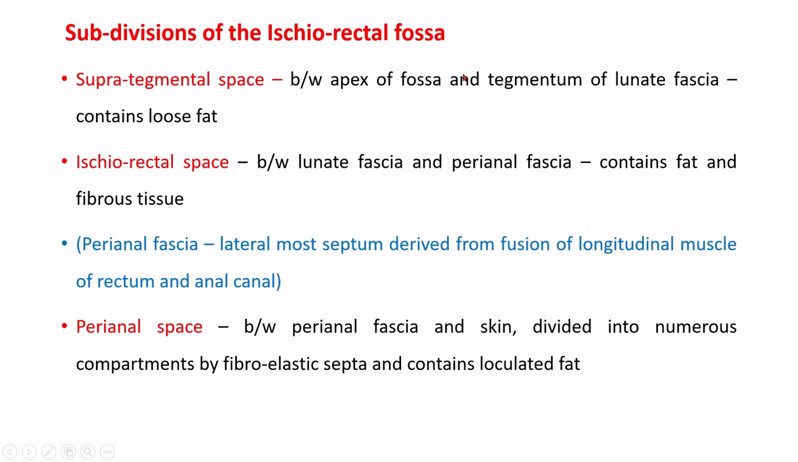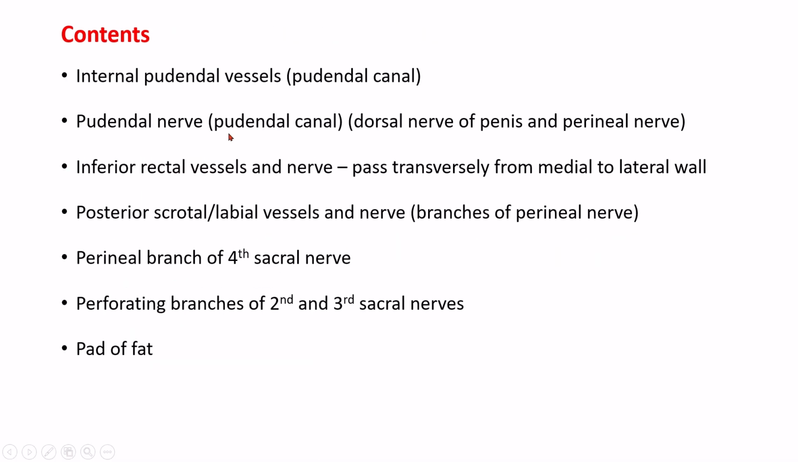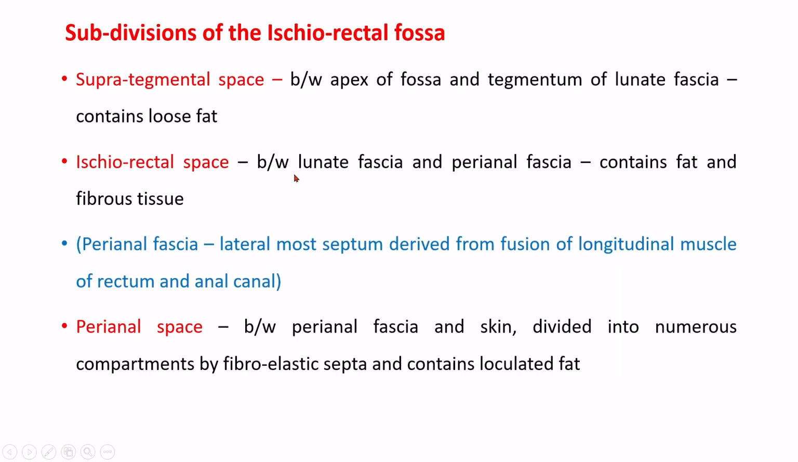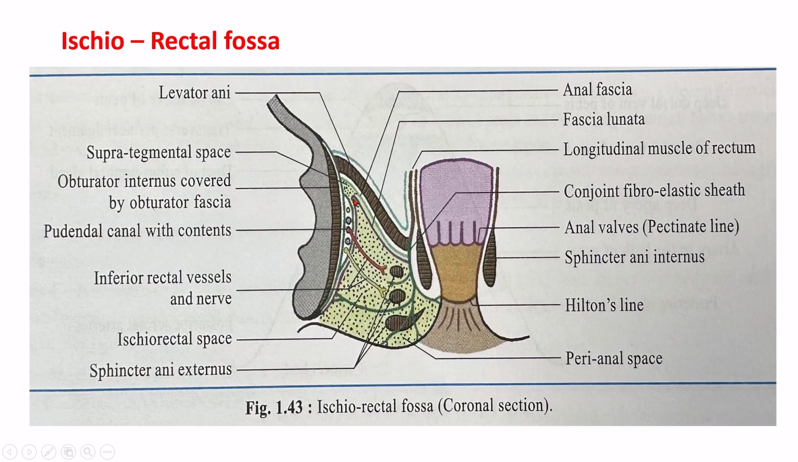Now, the subdivisions of the ischiorectal fossa, as I explained in the beginning. The suprategmental space is between the apex of the fossa and the tegmentum of the lunate fascia, which contains loose fat. Then the ischiorectal space is between the lunate fascia and the perianal fascia, and contains fat and fibrous tissue.